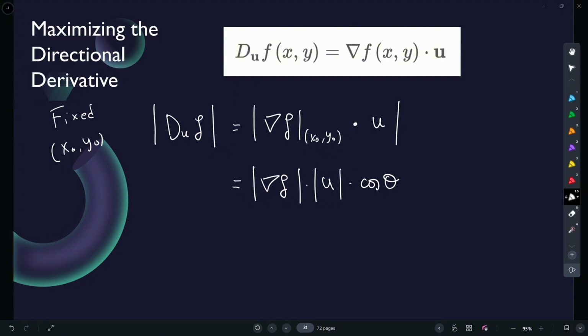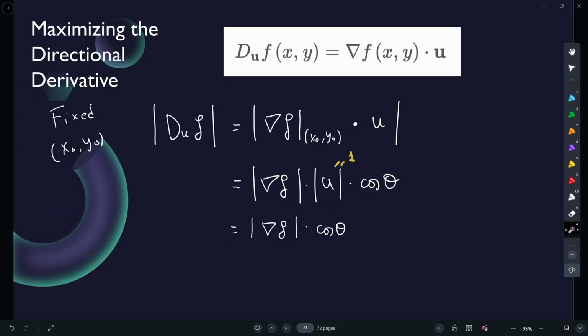Okay? So now, can I simplify this? Yes, because this piece here is a unit vector. So that is just 1, right? So this is, in fact, just the length of this times the cosine of the angle. But now this is evaluated at the point. So the point is fixed, so this is fixed. And what changes is this factor, cosine theta.